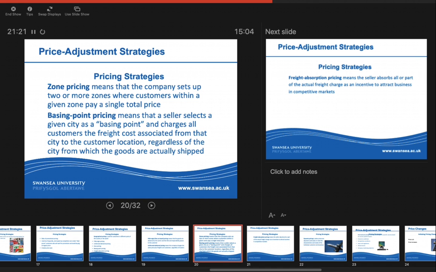Basing point is where all customers are charged freight costs from one city to the customer location, regardless of the city from which the goods are actually shipped. So in a large country like China, the price will be the same if it is shipped to the UK from somewhere like Beijing in the east, or somewhere like Hong Kong, which is further west. The cost is exactly the same. The country is the basing point.